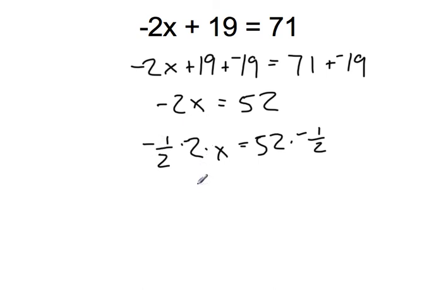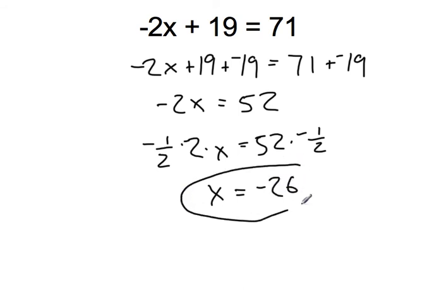So negative 1/2 times negative 2 is 1. 1 times x is x. And then 52 times negative 1/2 is negative 26. And that's your solution. If you substituted it back into the equation, negative 2 times negative 26 is 52. 52 plus 19 is 71. So you've solved for x.